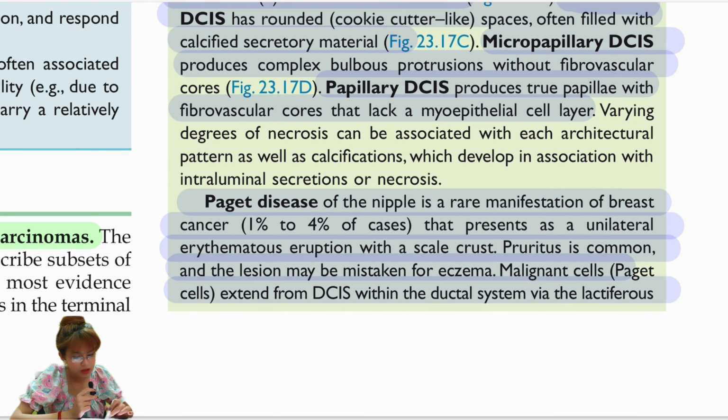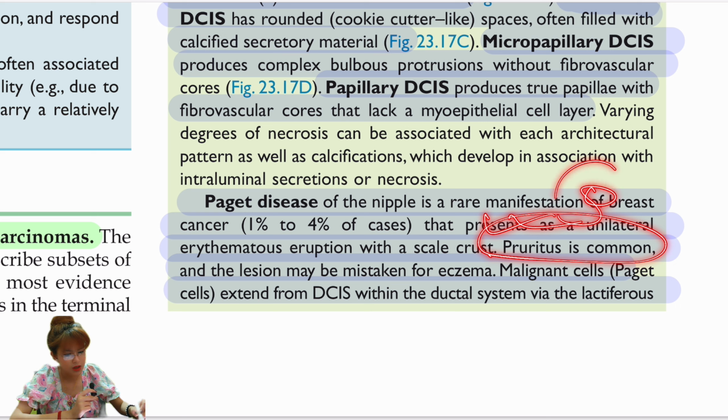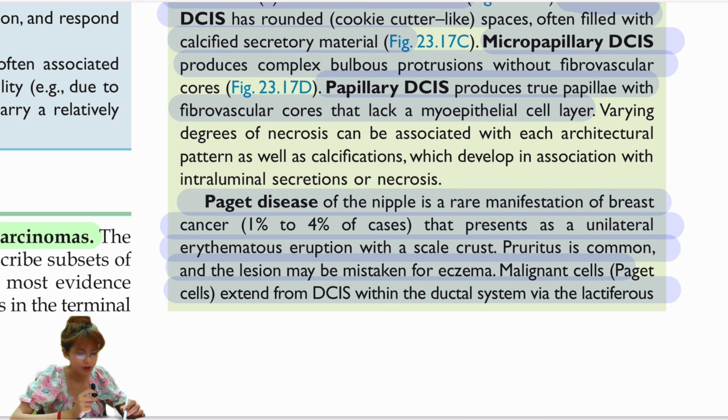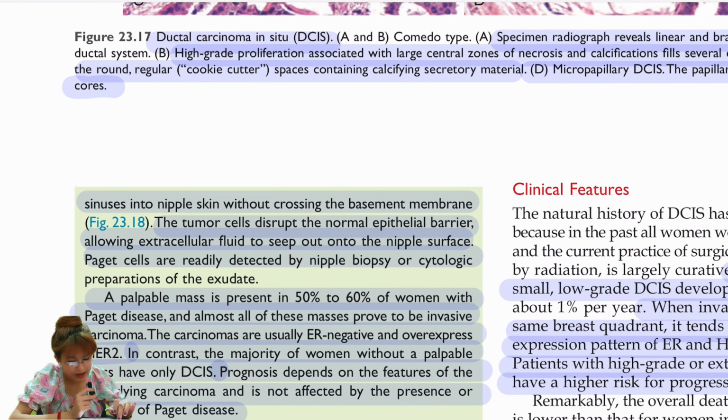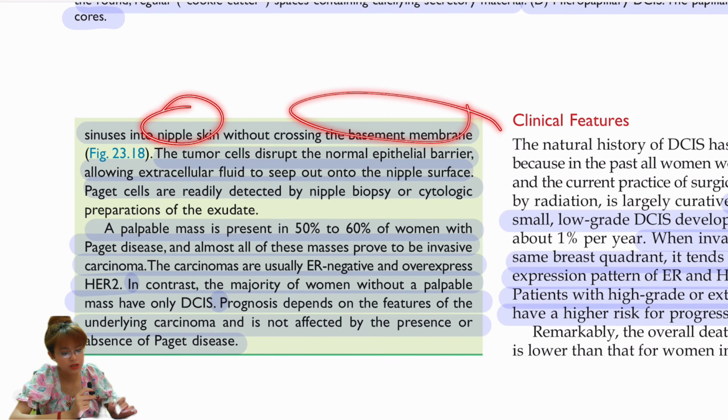Now, what about Paget's disease of the nipple? It's a rare manifestation of breast cancer that presents as a unilateral erythematous eruption with a scaly crust, and pruritus is common. Very, very important point. The lesion may be mistaken for eczema, but be very careful: malignant cells called Paget cells are present, which can be seen under the microscope. Paget cells are basically the malignant cells which extend from the DCIS within the ductal system via the lactiferous sinuses into the nipple skin without crossing the basement membrane.